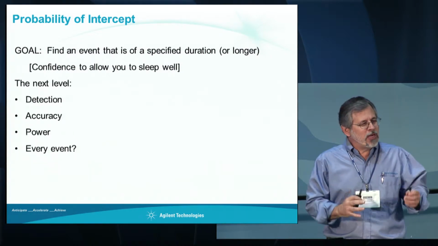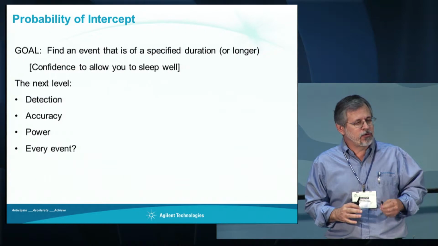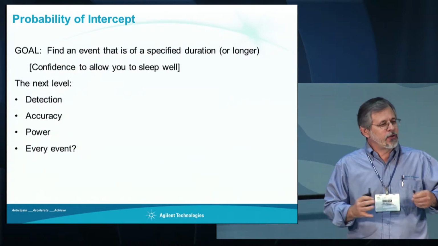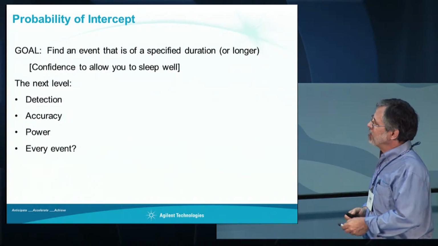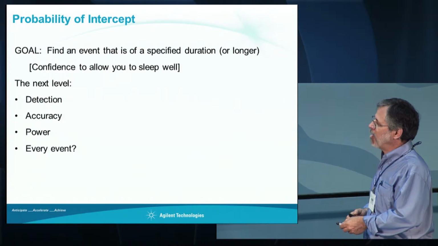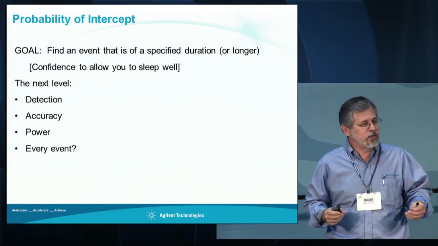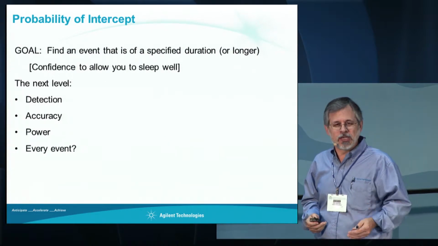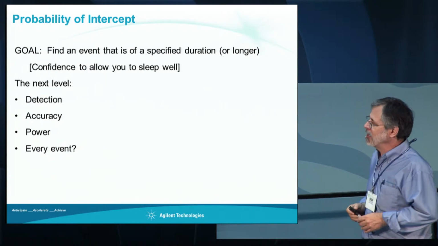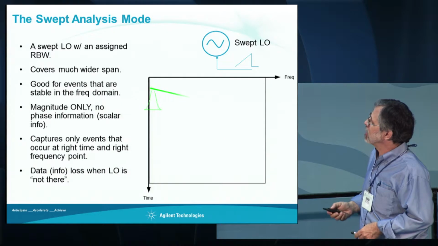The idea is to get a better understanding of how short an event we can intercept, the probability of intercept, and how to trade off the various factors that affect that. That includes: do you detect the signals? How accurately can you measure them? What sort of power and frequency resolution do you get? And can you detect every event? Your individual situations are likely to be different, so I'll give you a general insight into the most important factors here today, and then you can take that to make better measurements later.